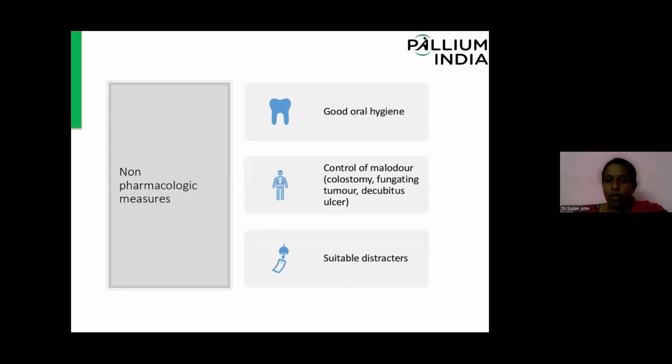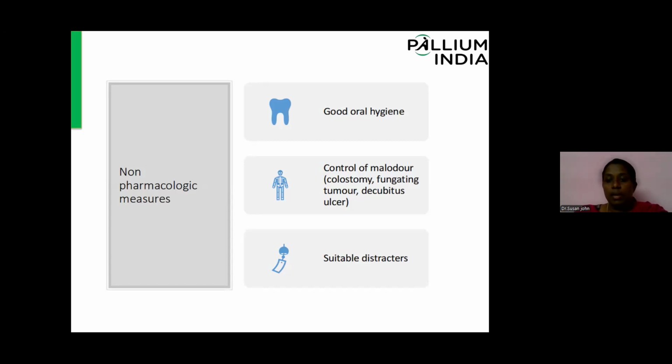And there is control of malodor. Usually the patient has a colostomy, or maybe some fungating foul smelling wound or some decubitus ulcer. This can also induce nausea or vomiting. That is also very important. If the patient has a colostomy, you have to teach the caregiver or patient good colostomy care. And for the foul smelling fungating wound, you have to treat it. Usually we give metrogel injection wash or metronidazole crushed tablet powder dressings, and also nebulization with the metrogel injections, to reduce the foul smell of these fungating wounds.